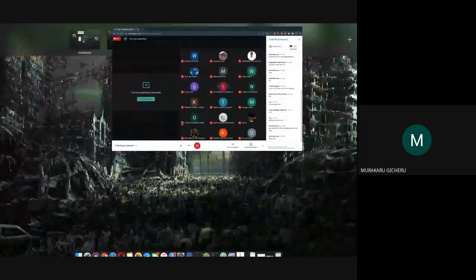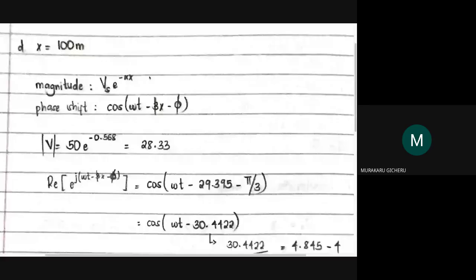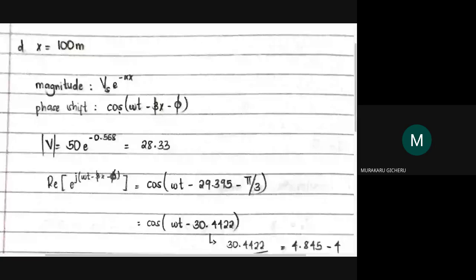Okay, so part D. Did you see how I ended the part where I was explaining how it becomes the cosine of omega t minus beta x minus phi? Did you at least get that part? Yes. Okay.